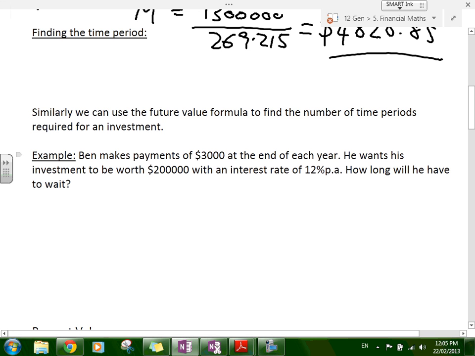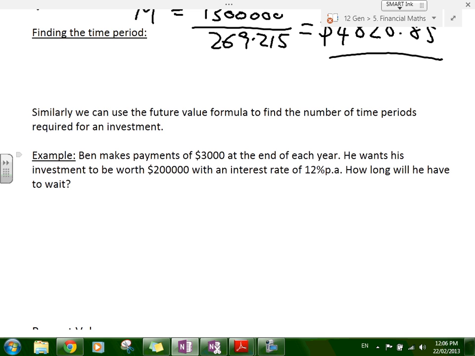Similarly, we can use the future value formula to find the number of time periods required for an investment. So the unknown here is N. So we're saying I'm willing to put aside this much per period, per month or per year, and I want to get to this much. How long will that take? It's a good way to work out, for example, if you're saving for a certain holiday or a certain value, you're willing to put aside this much. How long will I take to save up at this interest rate? Okay? So let's have a look.